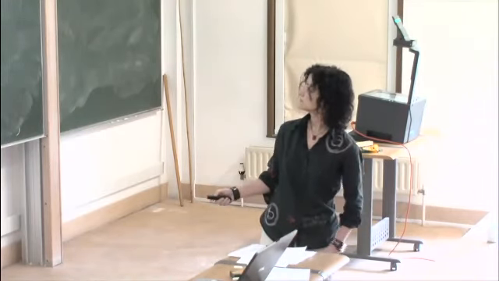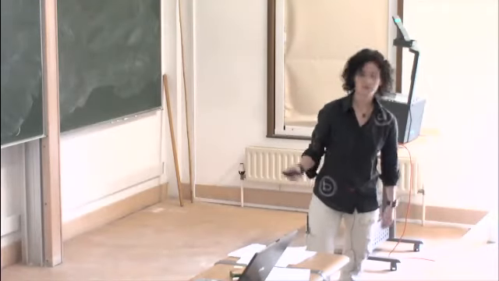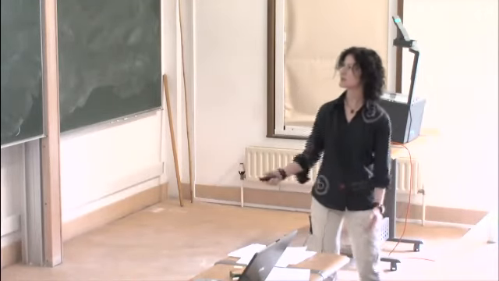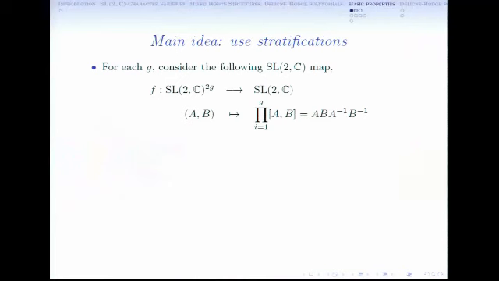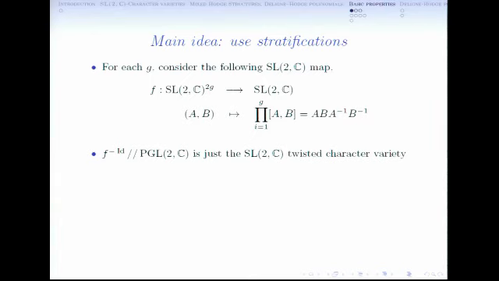So then, this thing about fibrations gives us the following idea. Let's consider this map, the commutator. Till then, this is a PGL equivariant map. So what if we take the preimage of minus the identity? Then this is just the SL2C twisted character variety we were talking about. So then, consider all the orbits in this space.